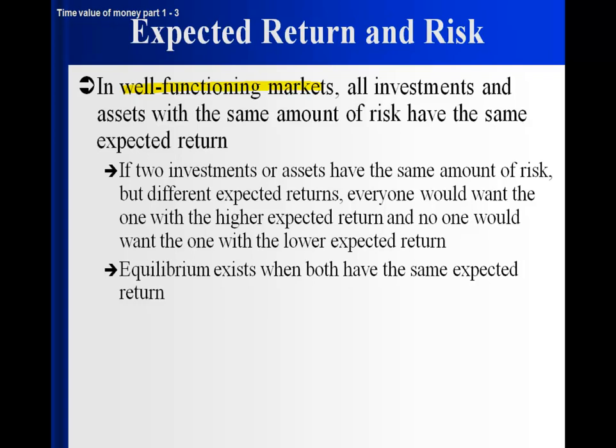Well, everybody would want the one with the higher expected return. Nobody would want the one with the lower expected return. Therefore, there wouldn't be an equilibrium. The only way there could be an equilibrium is for folks to be indifferent, in which case assets with the same level of risk have the same expected return. And this is an important implication of a flat yield curve.